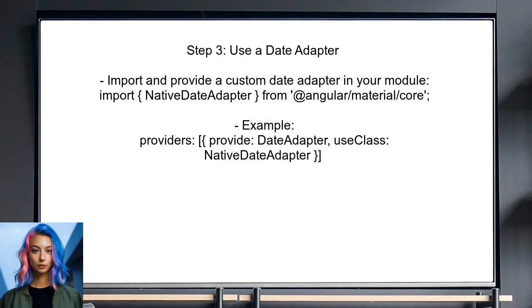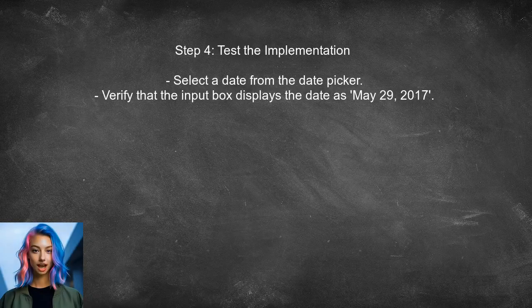If the date format is still not working, the user should consider using a date adapter. Angular Material provides a way to customize date formats through a date adapter service. Finally, the user can test the implementation by selecting a date from the Datepicker and checking if it displays in the desired format in the input box.